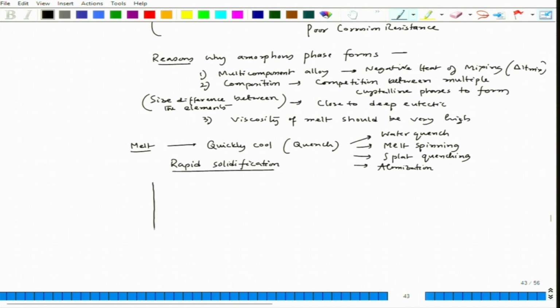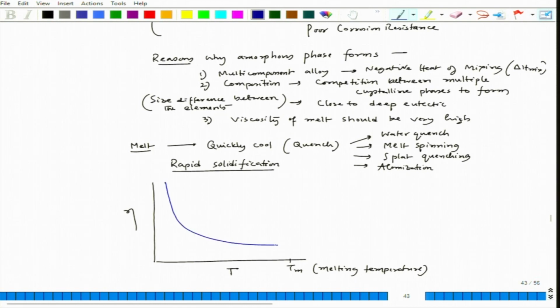So if we talk about the viscosity, if we talk about temperature, let us say this is Tm, which is the melting temperature of the alloy, and its viscosity variation looks like this. Okay. So this viscosity variation relates like this.